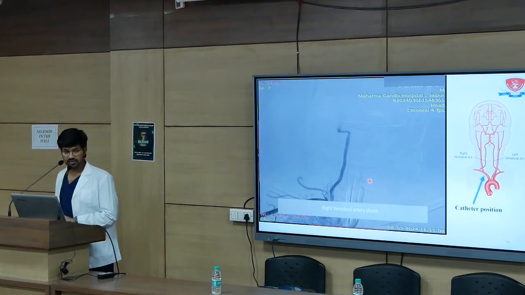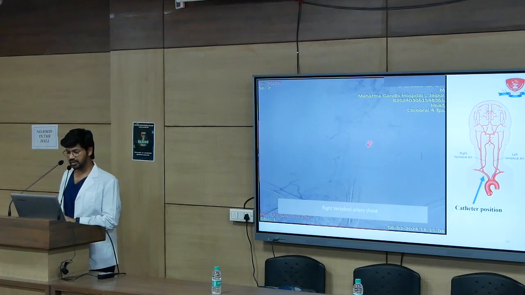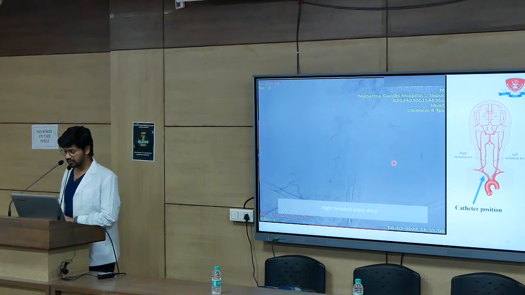This is the digital subtraction angiogram video showing the vertebral artery shoot to know the cerebellar circulation of the contralateral side and the ipsilateral side also. For that, we took the right subclavian artery shoot and parked our stent in the right brachiocephalic artery. The angiogram revealed good flow in the right subclavian artery and the right vertebral artery.